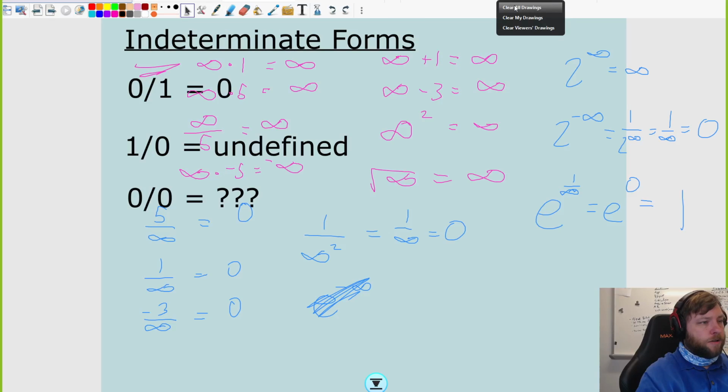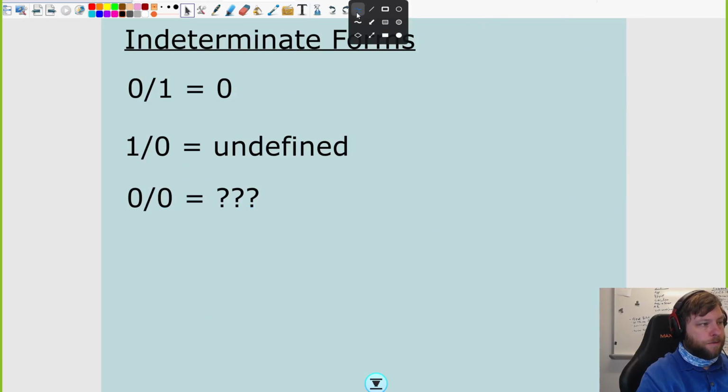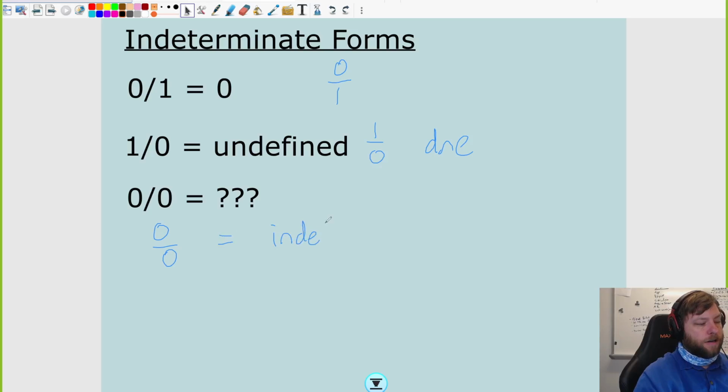Now, we also have things we call indeterminate forms. So 0 divided by 1 is 0. And if I did 1 divided by 0, sometimes we call this undefined or does not exist. But what if I get 0 divided by 0? We call this indeterminate. And infinity over infinity would also be indeterminate. We don't know what that is, or you can't determine it in this form.